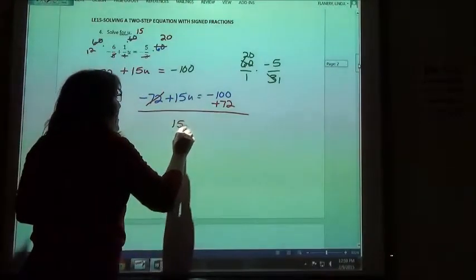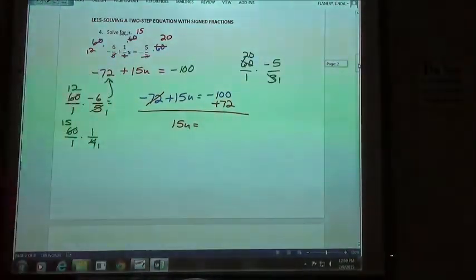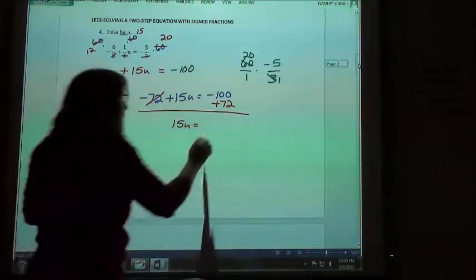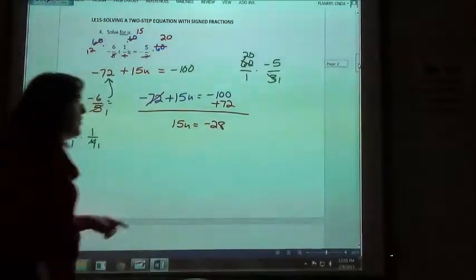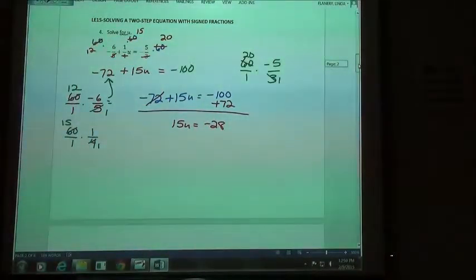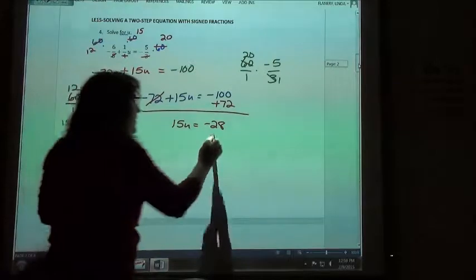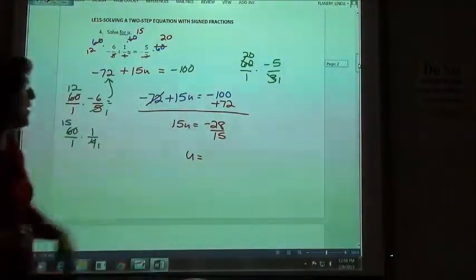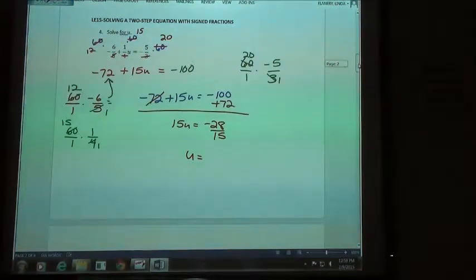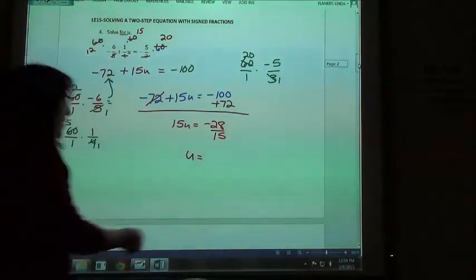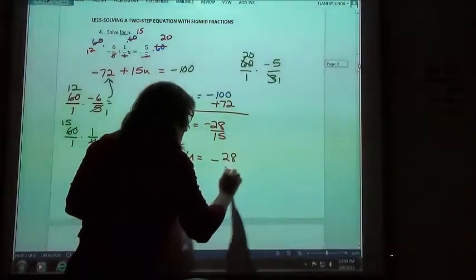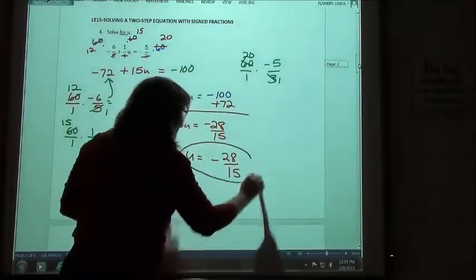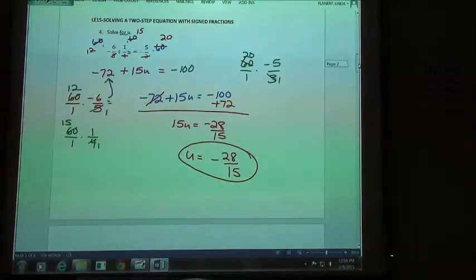So 15u is going to equal a negative 100 plus 72. Negative 28. And then we're going to do what to solve that? Divide. And then we have to decide, can I simplify that or not? No, there's nothing that goes into 28 and 15, right? Other than they're going to put the negative in front. And so negative 28/15 is going to be my answer.